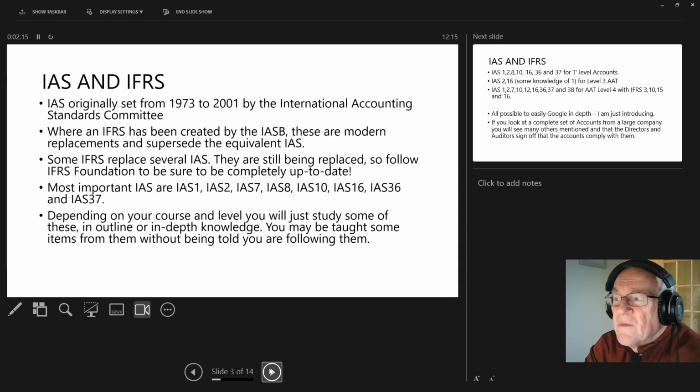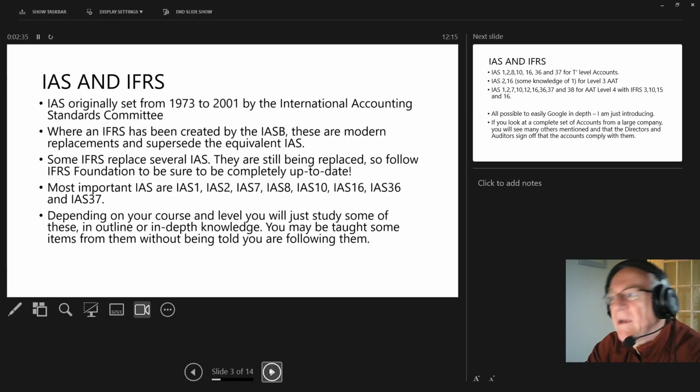So IAS, a tiny bit of history: set from 1973 to 2001, it was the IASC. I don't think that ever comes up in an exam question. It's replaced now by the IASB and the IFRS standards. They're modern replacements and they basically superseded lots of the IASs. So some of the IASs have disappeared.